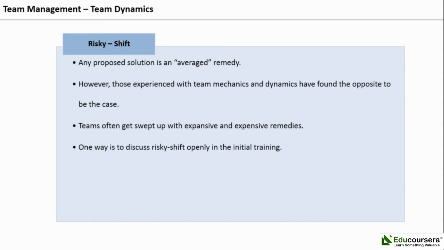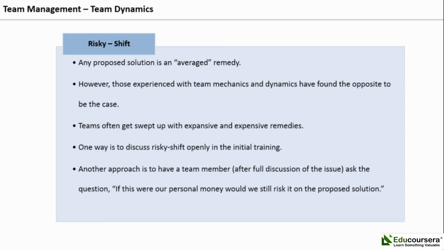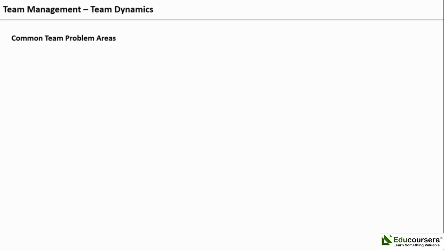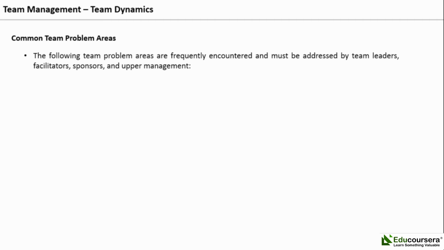One way is to discuss risky shift openly in the initial training. Another approach is to have a team member, after full discussion of the issue, ask the question, if this were our personal money, would we still risk it on the proposed solution? Common team problem areas. The following team problem areas are frequently encountered and must be addressed by team leaders, facilitators, sponsors, and upper management.